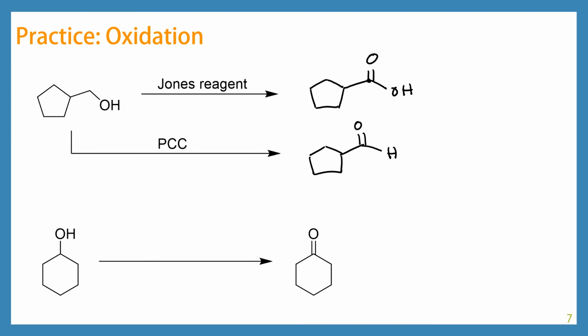Now in the bottom one, you have a secondary alcohol going to a ketone. Literally all of our oxidizing reagents will do this. So you could have written PCC, Swern, Jones, chromic acid. All of these would work. Potassium permanganate. So I'm already forgetting some. All of these would work.